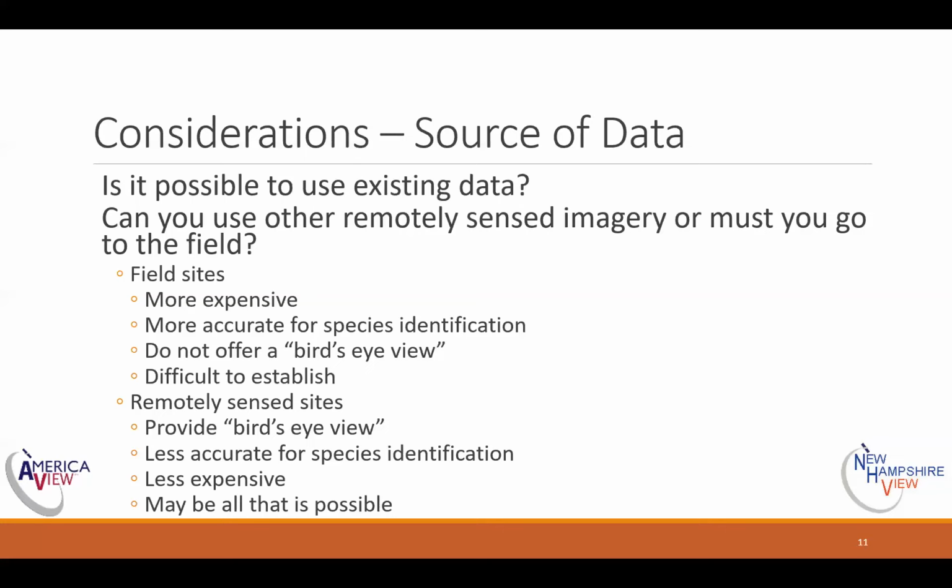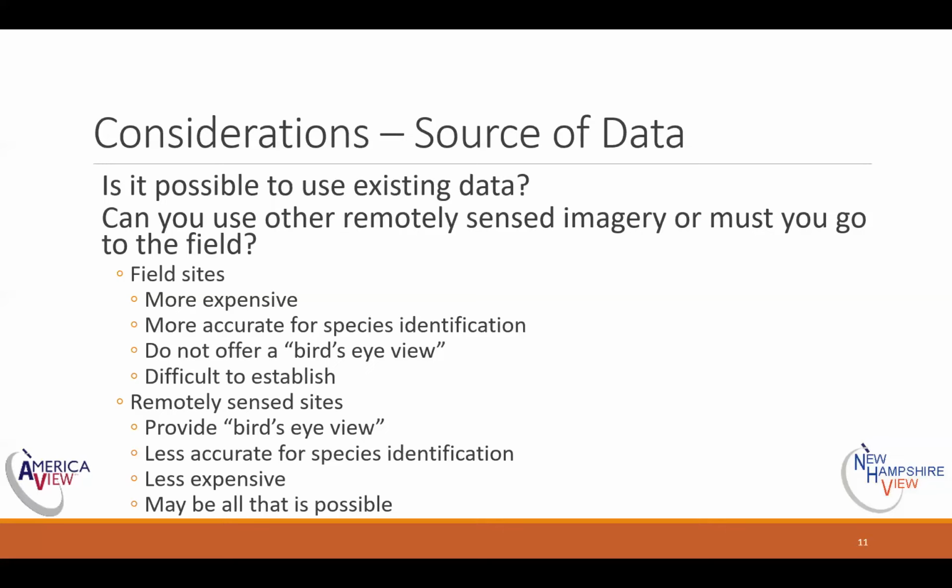Well, could you use other remotely sensed data? Could you use some more higher resolution remotely sensed data, whether that's digital or analog, whatever? Or do you have to go to the field? Well, if you go to the field, you're going to get the best results, but it's very expensive to go to the field. You certainly get more accurate species identification if you're looking at vegetation. However, you don't get a bird's eye view, right? You get a view from below, not a view from above. And, as we've already talked about, it's difficult to go out and do all of this.